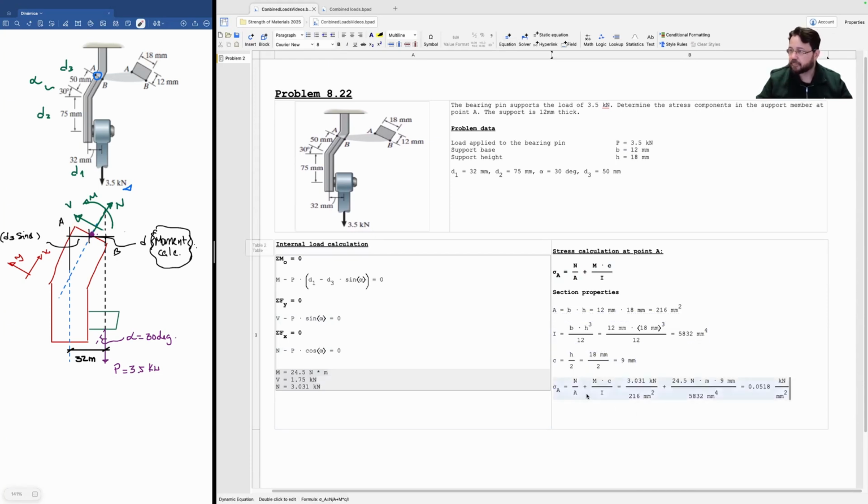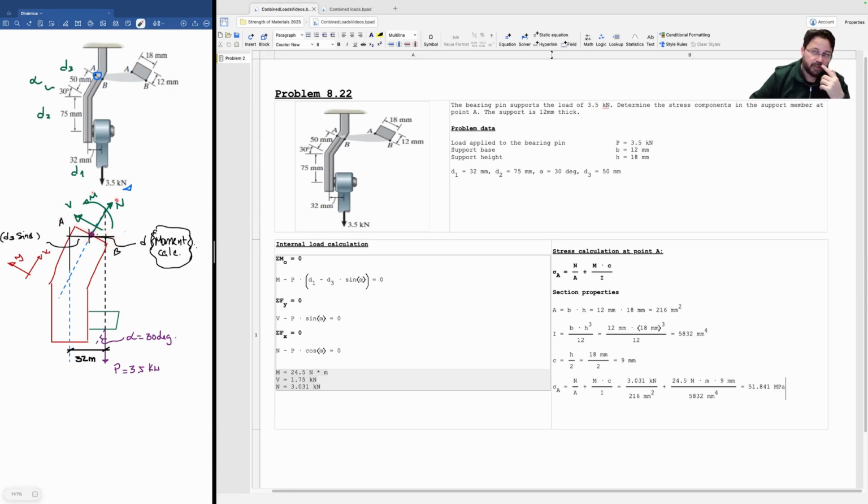What I got there. Okay, let's understand something here, but first let me change it to megapascals. So we need to be careful with this. The moment direction dictates that this section here is going to be in compression, and this part of the support is going to be in tension. So tension, and this part here, compression.